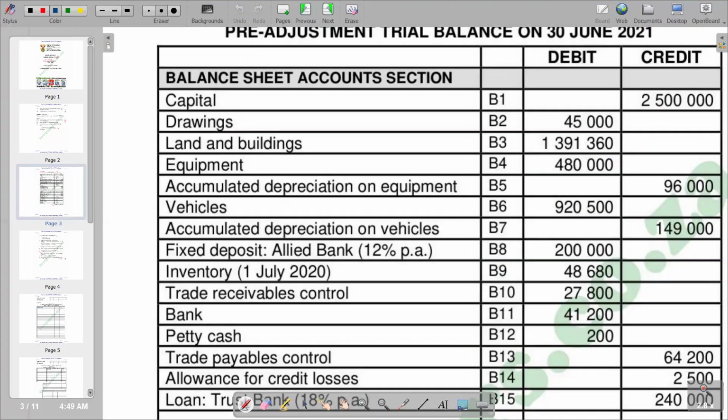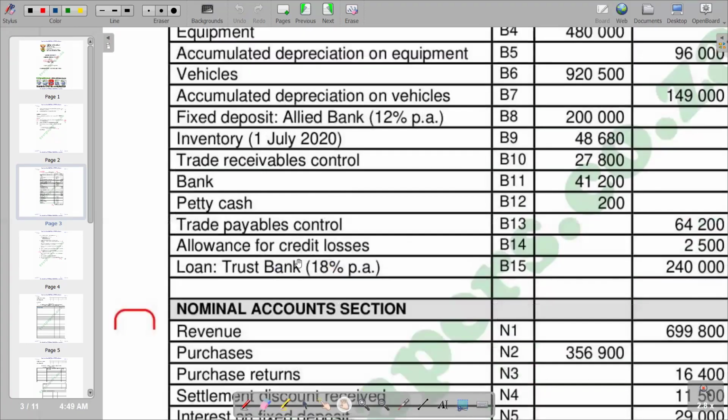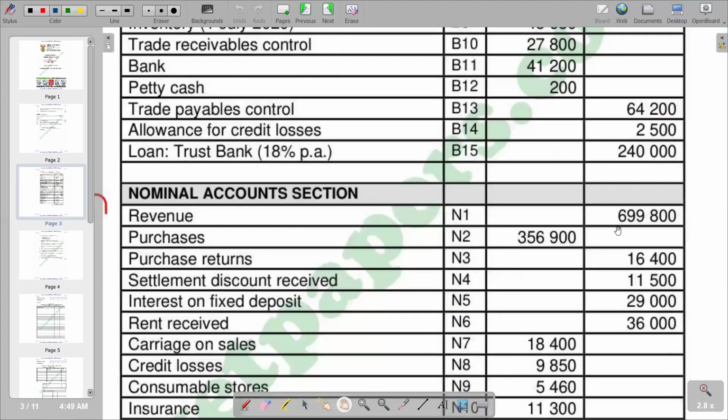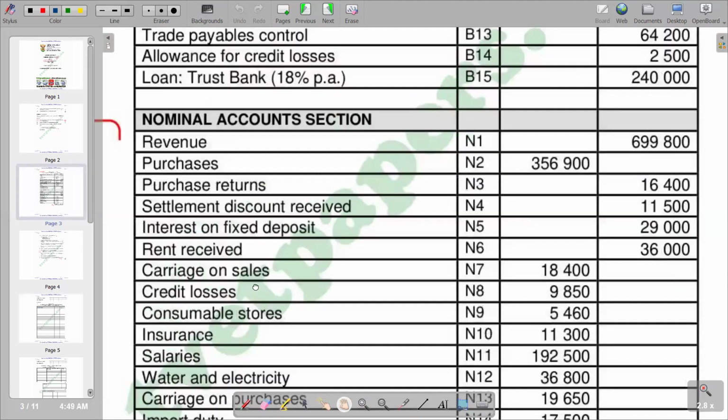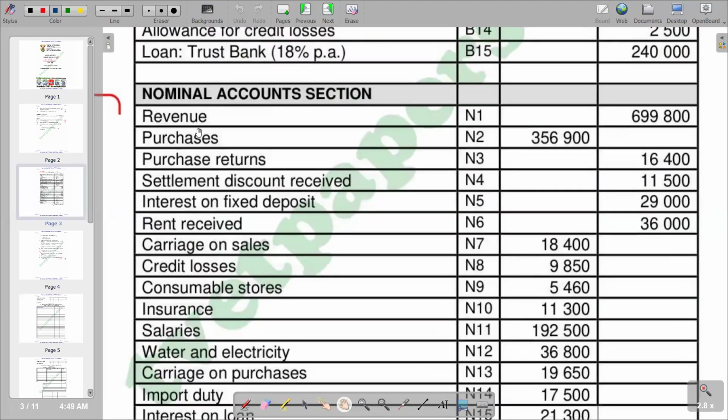You go through your nominal account section, and that's where you find the figure for revenue. We have 699,800. Before you enter this figure, you need to check for any allowances that are going to reduce the figure for revenue, such as sales returns. According to the information given, we do not have any of that.